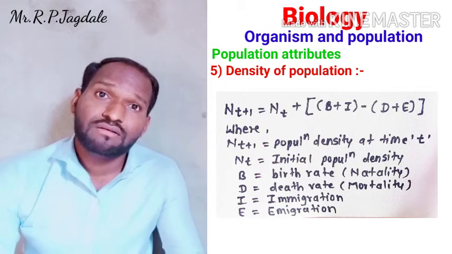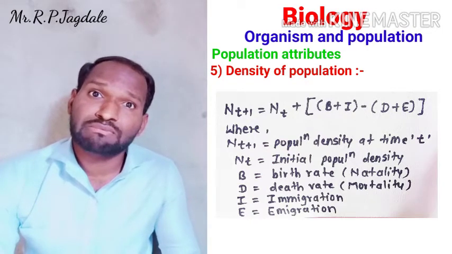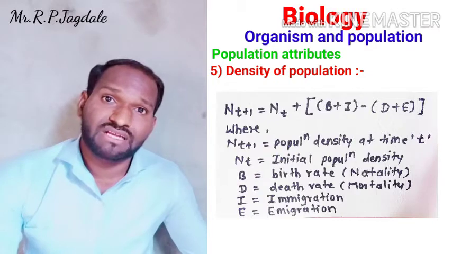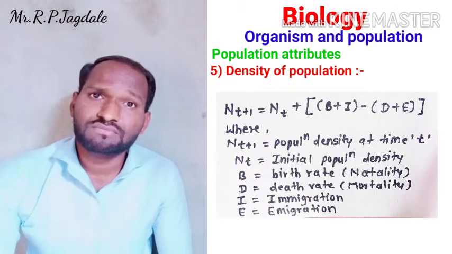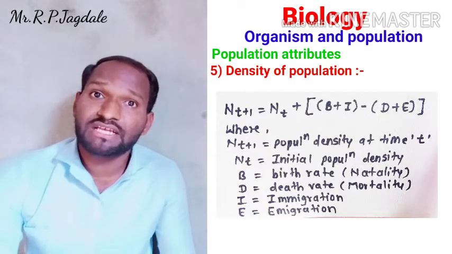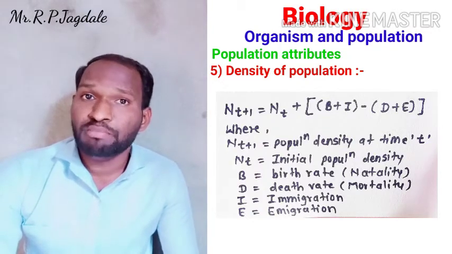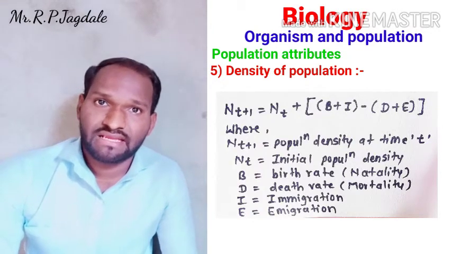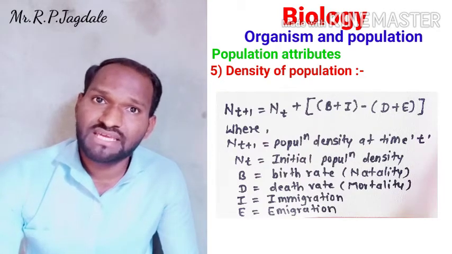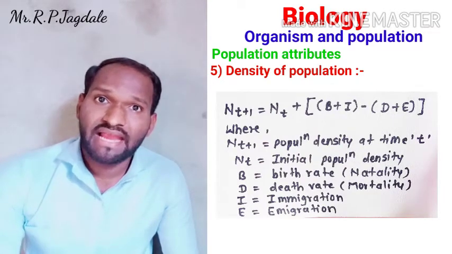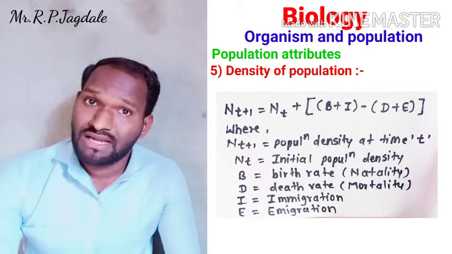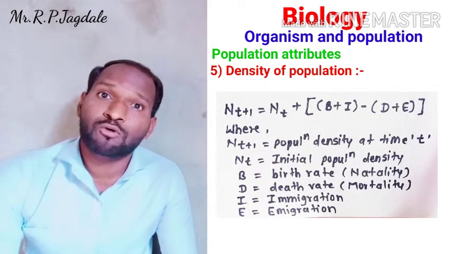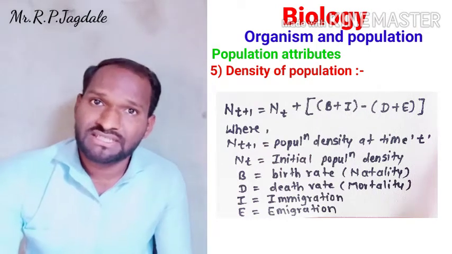Means when we are going to calculate the population density after time, that means there is a period, that is called as Nt plus 1. Now coming to the terms in the brackets, B plus I, that is nothing but B is the natality and I is the immigration. Now natality and immigration are going to increase the population density.